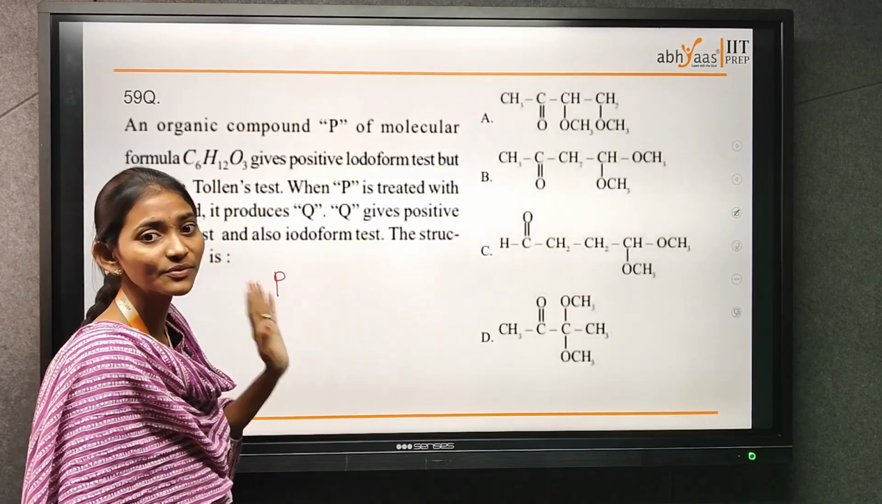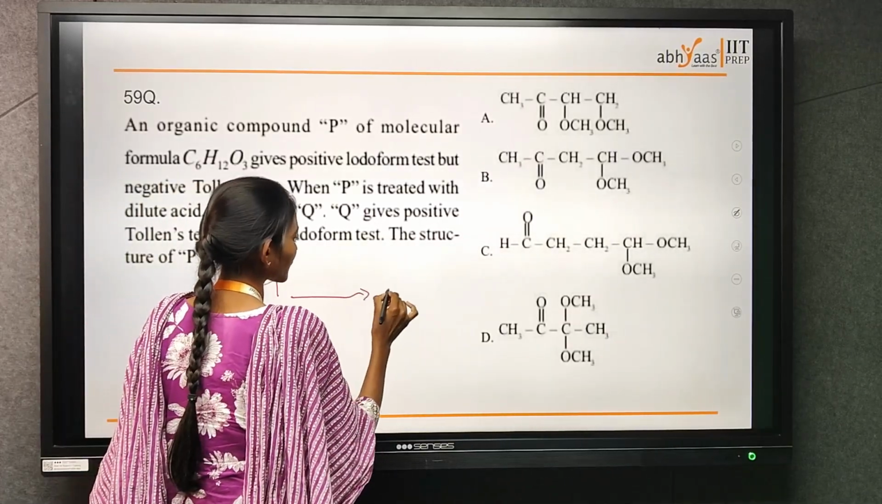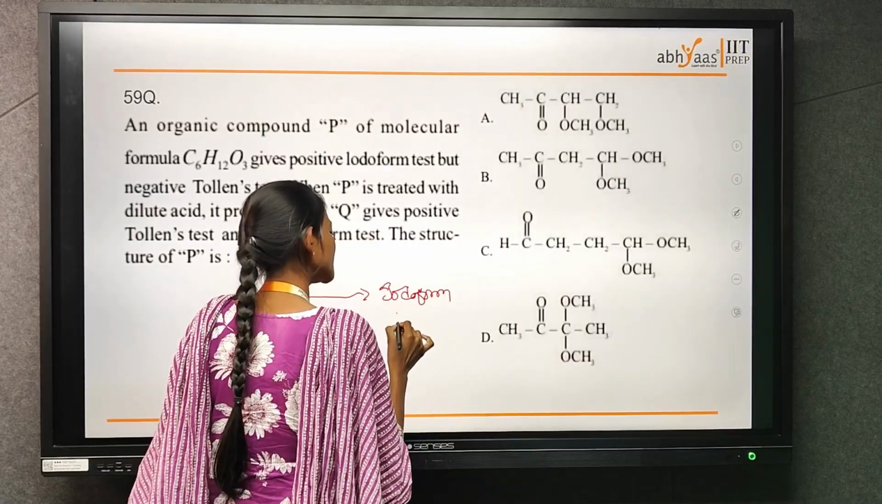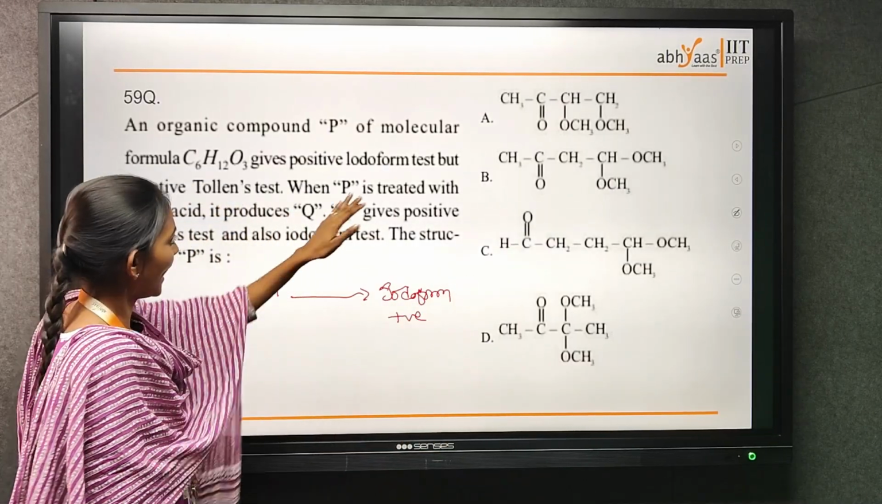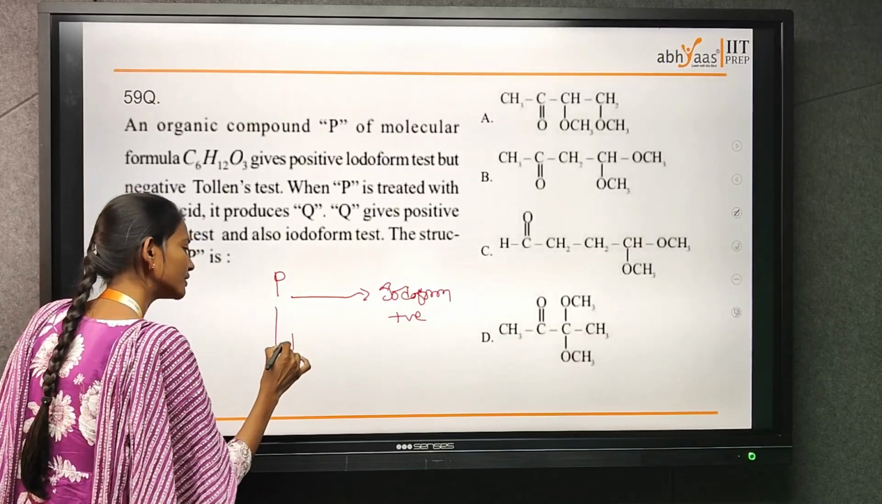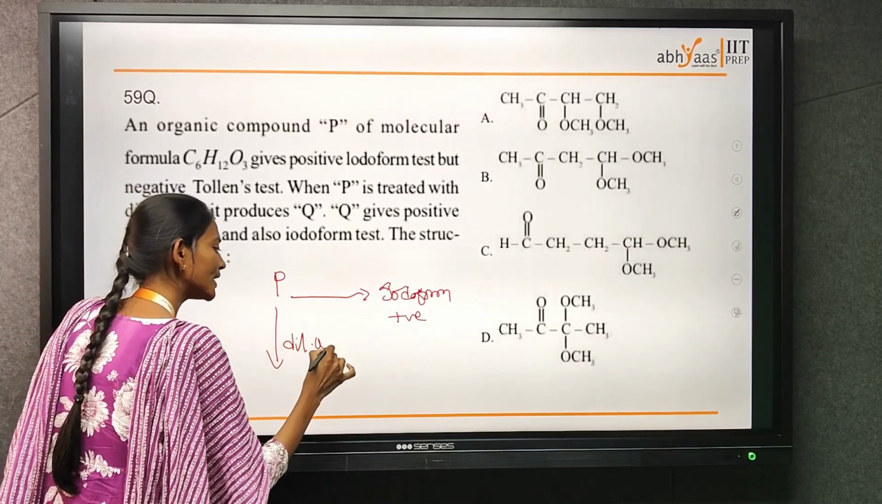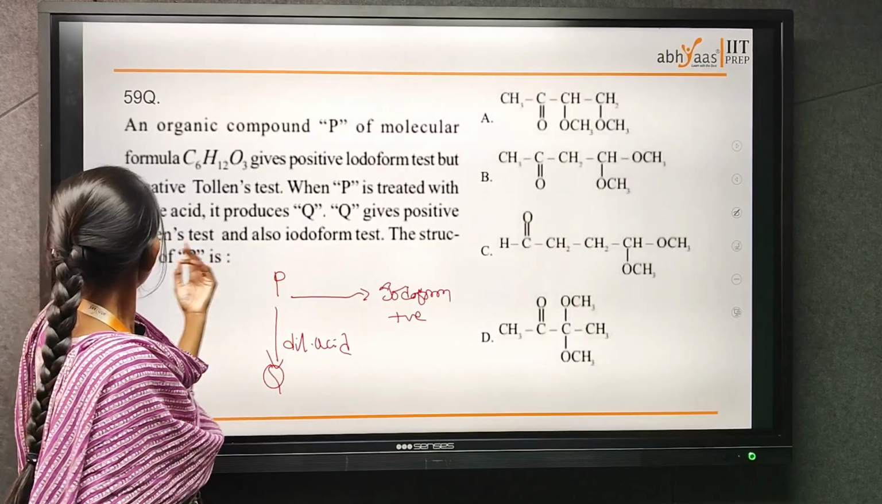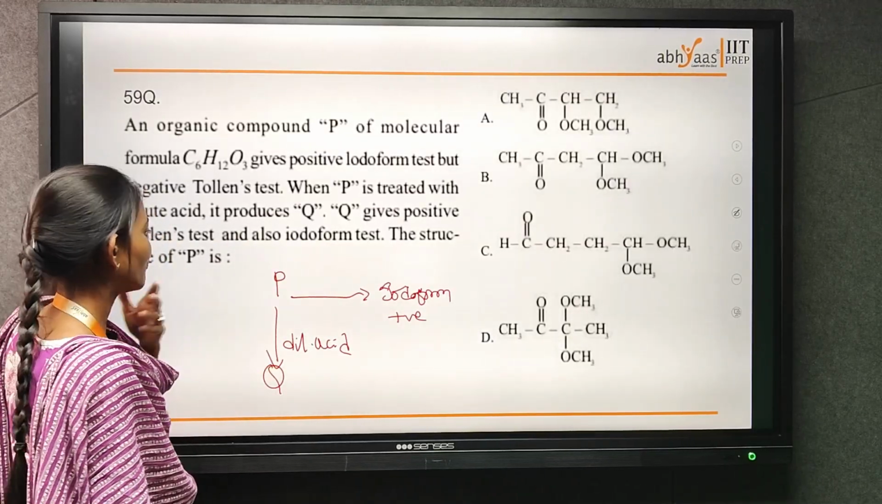Moving on to next question. An organic compound P of molecular formula C6H12O3 gives a positive iodoform test. And P is treated with dilute acid, which is giving Q, and Tollens test. Find the structure of P.